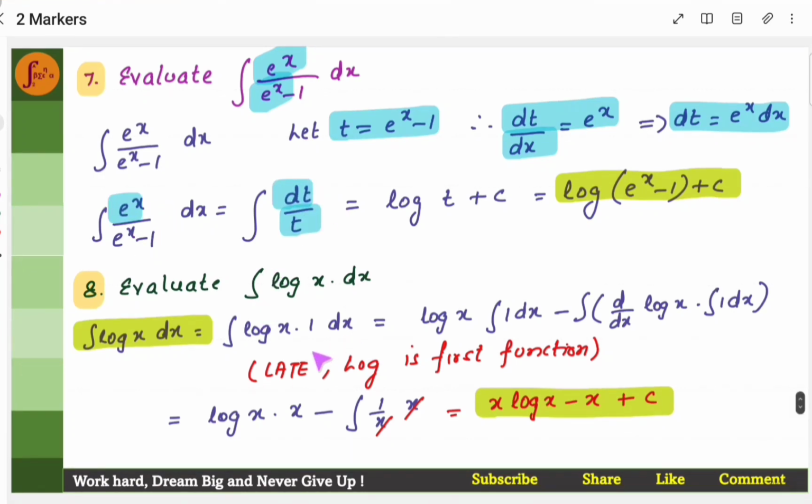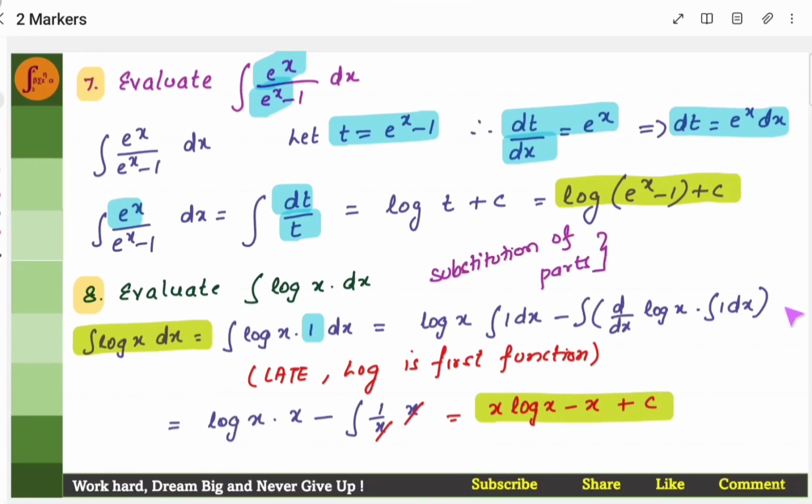Integral of log x. Here what do we do? There's only one function here. How do we solve it? This is slightly tricky, but remember, when you have log x, assume that there is 1 here: log x into 1. And then you can apply integration by parts. Use this particular formula: first function into integral of second function minus integral of derivative of first function into integral of second function. Go through my video for understanding more on integration by parts.